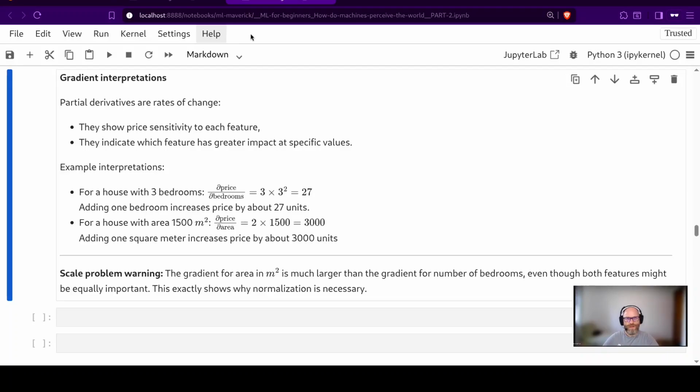For a house with an area of 1500 meters squared, the partial derivative of price divided by the partial derivative of area equals 2 times 1500, which is 3000. Adding 1 square meter increases price by about 3000 units. So, scale problem warning. The gradient for area in meters squared is much larger than the gradient for the number of bedrooms. Even though both features may be equally important, this shows why normalization is necessary.